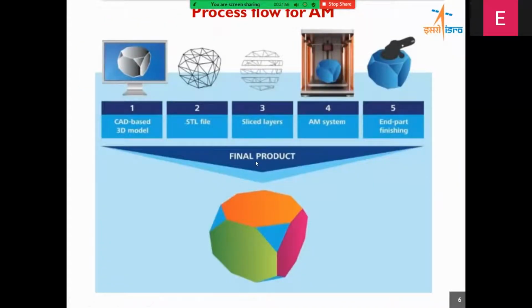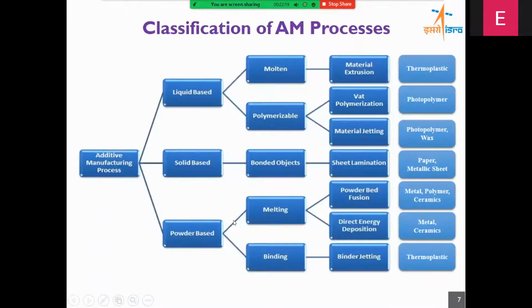This is similar to the previous thing I mentioned. You have a CAD based model, then the STL file. This STL file is sliced to form the layers, and this layer data only is fed into the 3D printer, which is also known as the tool path. Along with the input material, the 3D printing system prints the part, and then we do the finishing to realize the final part, and this can be put into use after undergoing all the qualification.